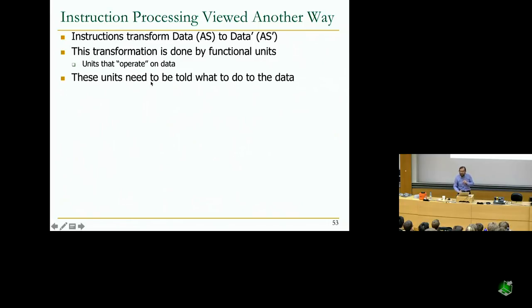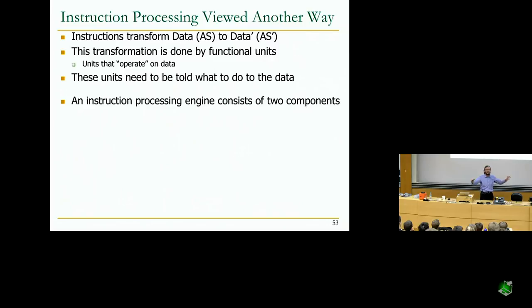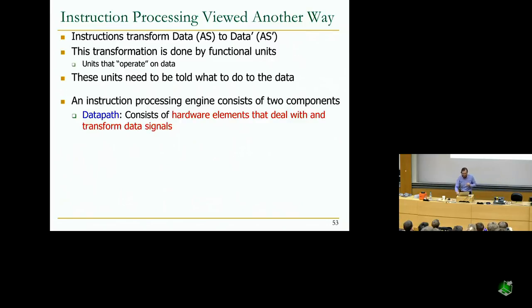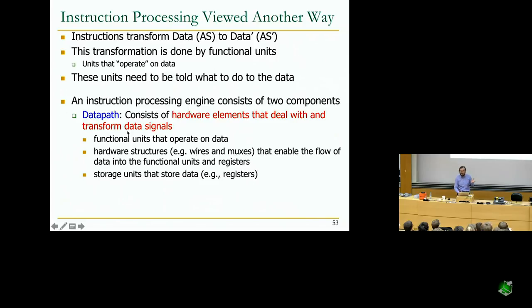So these units need to be told what to do with the data. So you need a control unit, essentially. As a result, an instruction processing engine has to consist of 2 different components. One is called the data path. Data path consists of all of the hardware elements that deal with and transform the data signals. These consist of functional units that operate on the data, hardware structures like wires and muxes that enable the flow of data into the functional units and the registers, and storage units that store data, like registers. So data path consists of all of these components. They deal with the data.